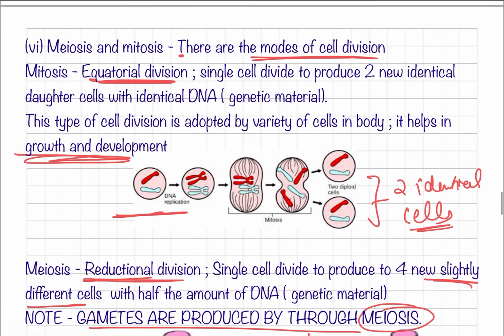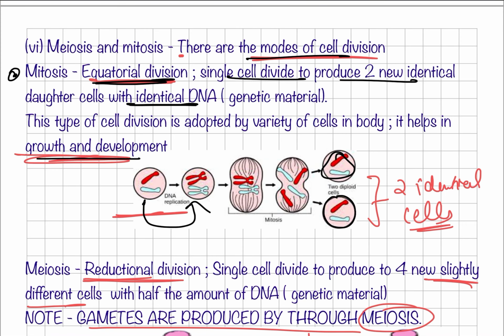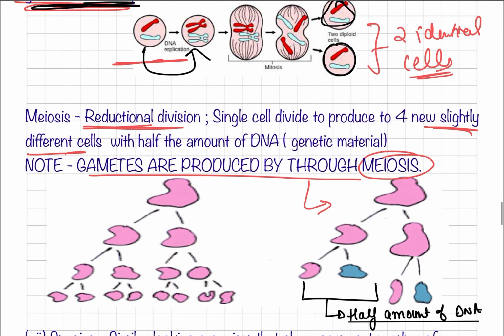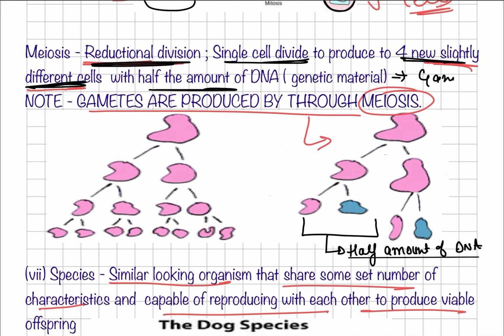Moving on, we have mitosis and meiosis. These are the modes of cell division. Mitosis is an equational division in which a single cell divides into two new cells with identical DNA. For example, a cell will first duplicate its DNA and then divide into two identical cells. This helps in growth and development. Whereas meiosis, also called reductional division, is where a single cell divides into four new slightly different cells with half the amount of DNA, and that's why it helps in the making of gametes. Gametes are produced by meiosis.